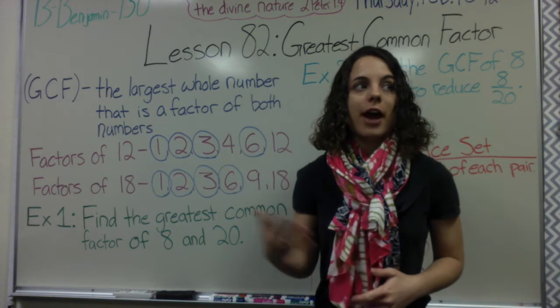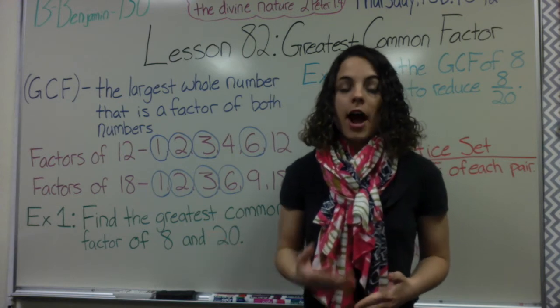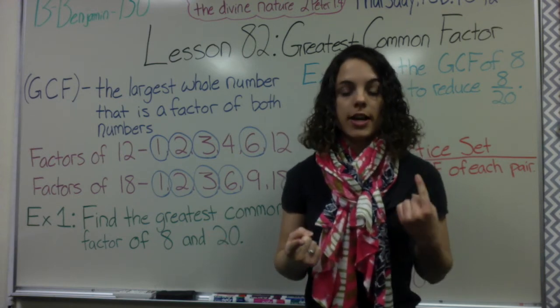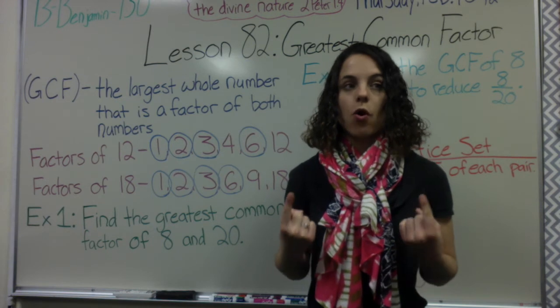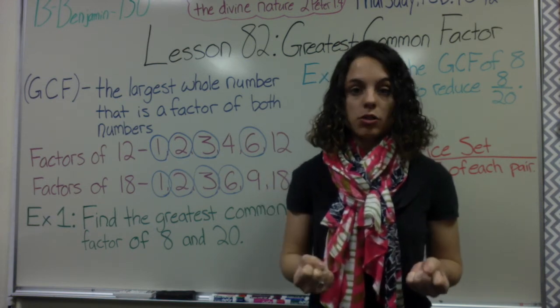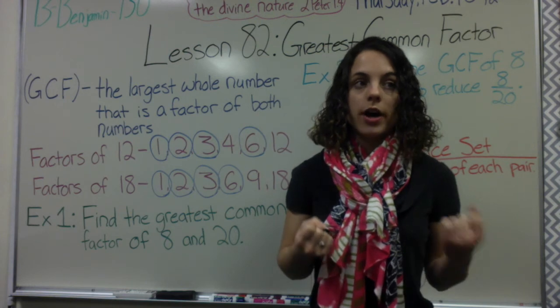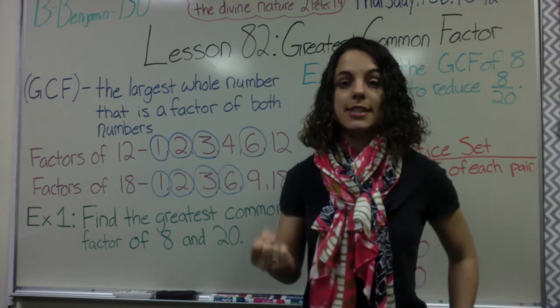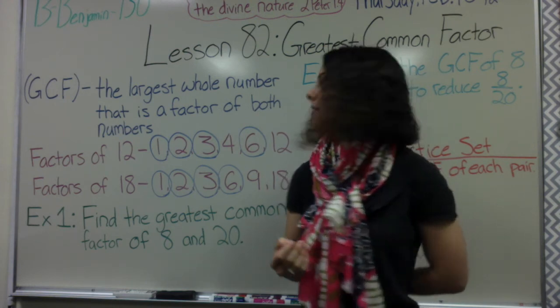So if I were to find factors of 6, I know 1 times 6 is 6, so 1 and 6 are factors of 6. You will always have 1 and the number itself. And I know 2 times 3 is also 6. So 1, 2, 3, and 6 are all factors of 6.